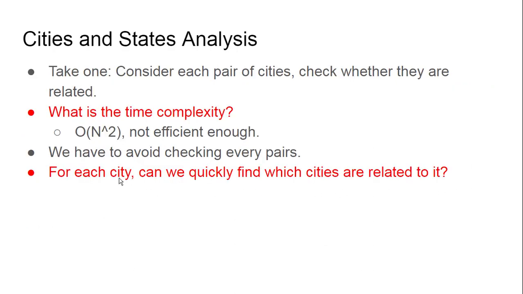So the question is, for each city, can we quickly find out which cities are related to it? Can we use a data structure to help us, essentially building some kind of index, so that we can quickly find the things that we are interested in?